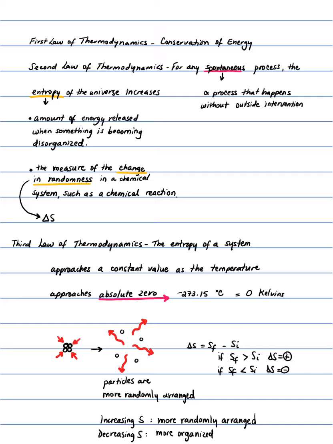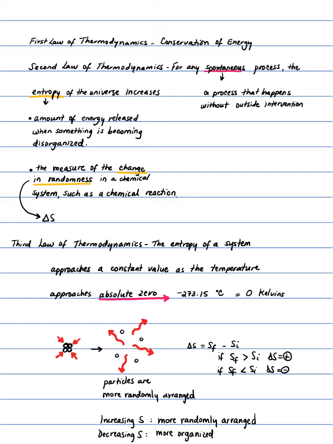The third law of thermodynamics is related to this randomness. It relates the temperature and the randomness. So the entropy of a system will remain constant when we have a temperature of 0 kelvins, which is absolute zero. When you have 0 kelvins, that's the same as having negative 273.15 degrees Celsius.